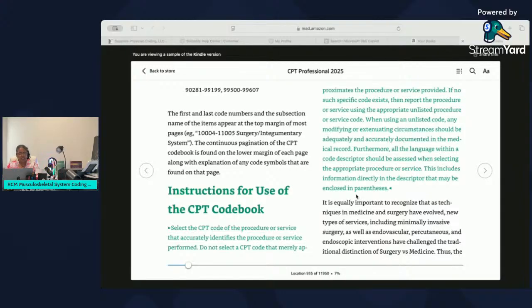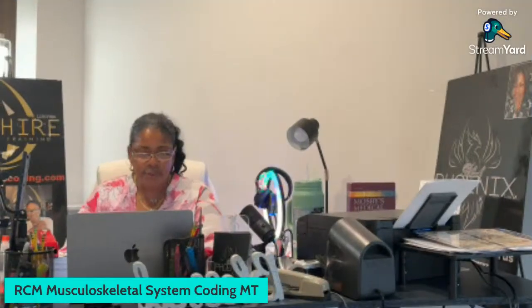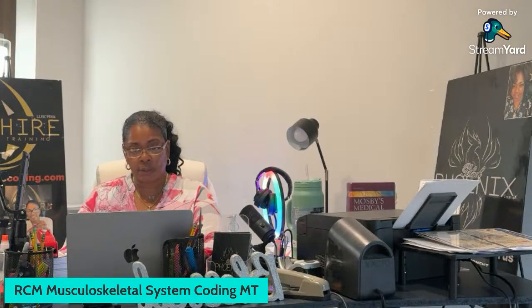So you're going to get the E&M in here. You're going to get the guidelines, you're going to get E&M, and you're going to get integumentary and musculoskeletal system in this book. We're not up to coding yet, but I wanted to put out there that the book is there.